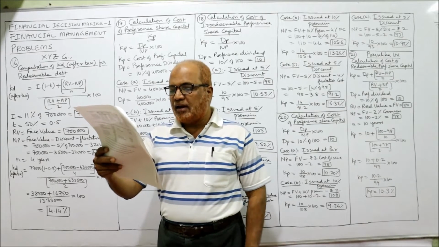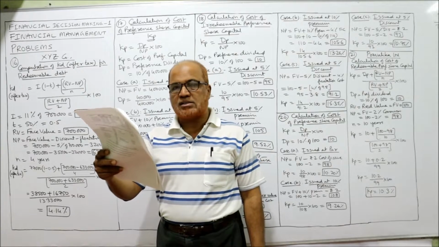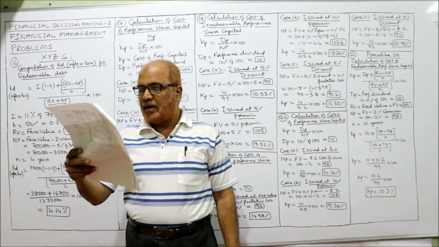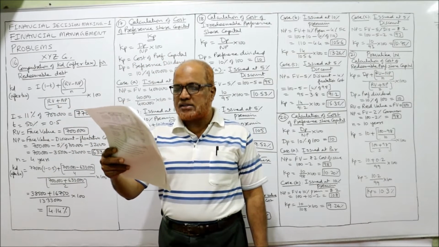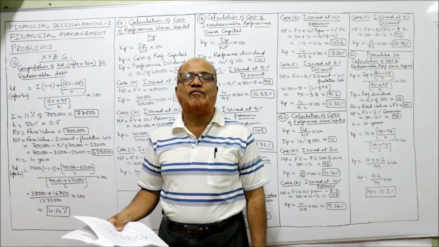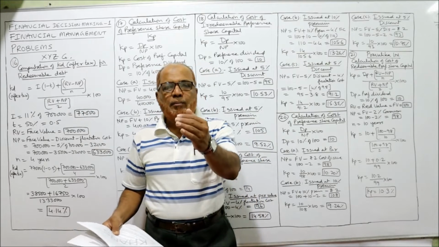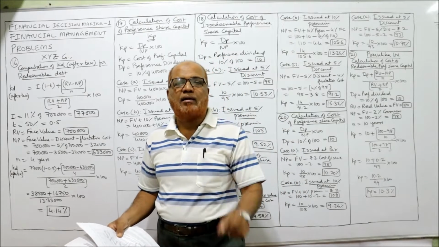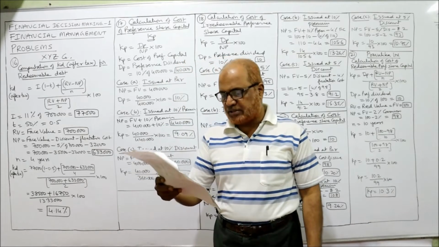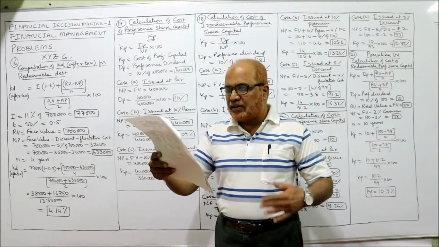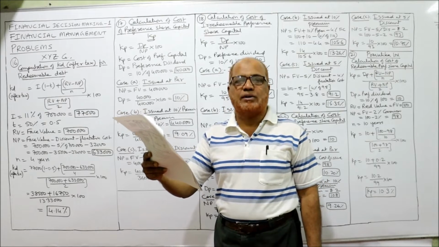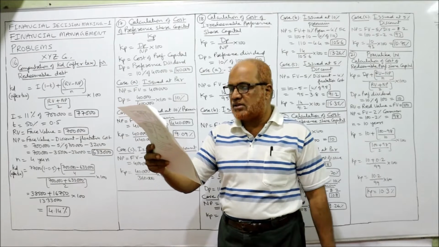The debentures are redeemable after 4 years, N is equal to 4. So it is redeemable debt. And the commission payable to brokers and underwriters is 32,000. These are the flotation cost. Remember, flotation cost will be deducted from face value to calculate NP, net proceeds. Calculate the after-tax cost of debt if the tax rate is assumed as 50%, T is equal to 50%.